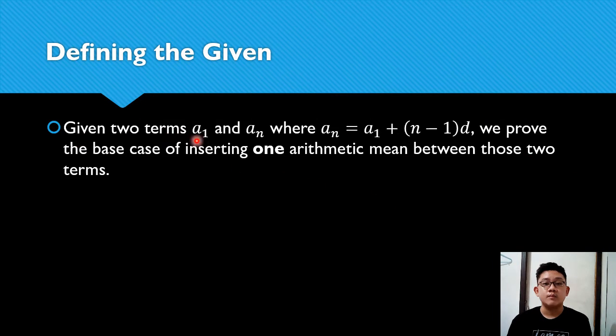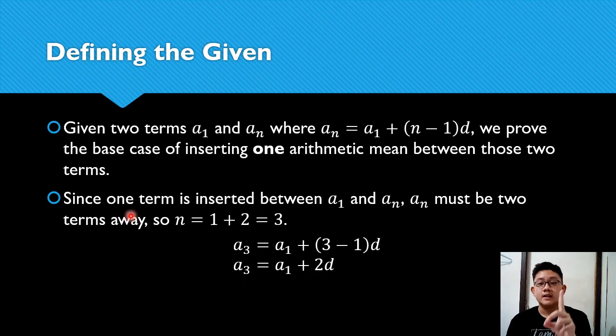Given two terms a sub 1 and a sub n, where a sub n is equal to a sub 1 plus quantity n minus 1 d, we prove the base case of inserting one arithmetic mean between those two terms. Since one term is inserted, a sub n must be two terms away from a sub 1. So n is equal to 1 plus 2, 3. So a sub 3 would be equal to a sub 1 plus quantity 3 minus 1 d, or a sub 1 plus 2d.